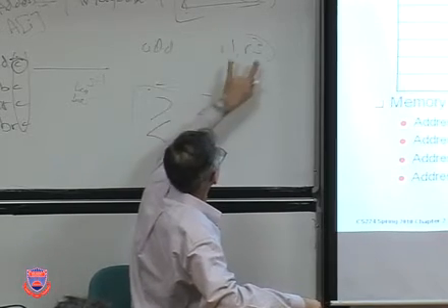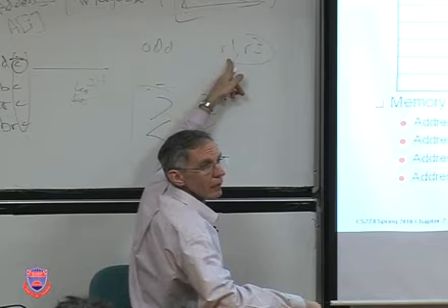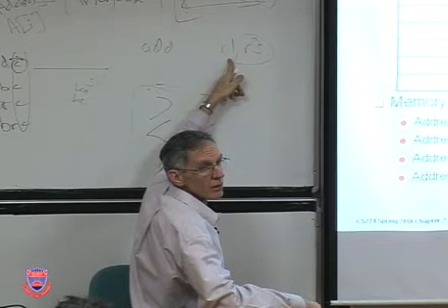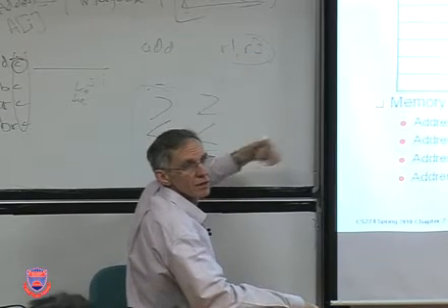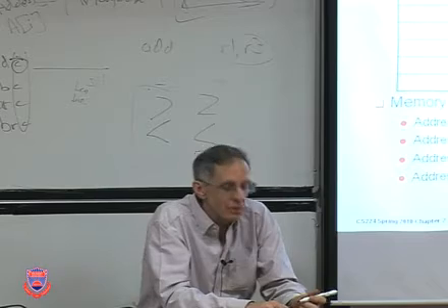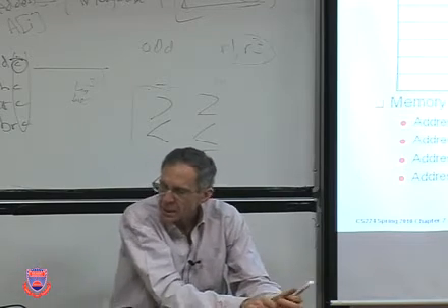The meaning is, add those 2 and put it there. Oh, you're forced to change R1. You're forced to change one of your sources every time. You're not forced to change one of your sources in MIPS when you have 3 operands.